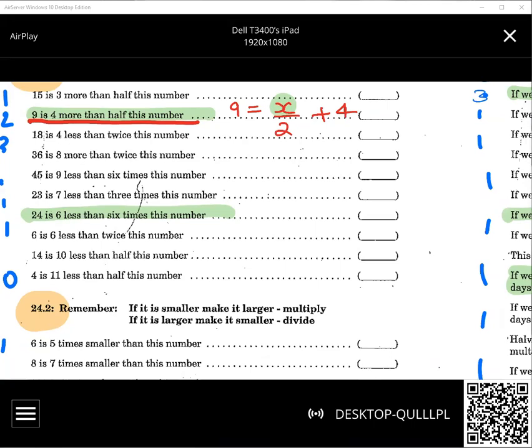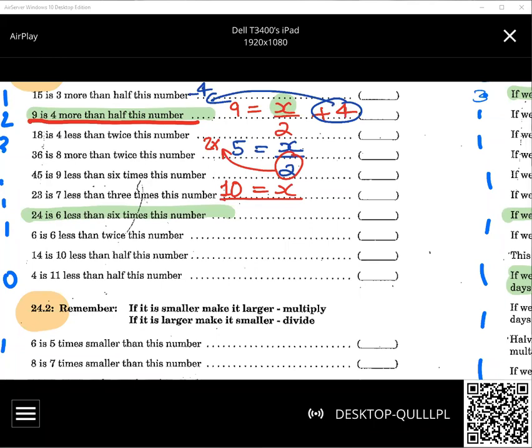So you start with the x, you identify the actions. It's been divided by 2 is the first action. Then it's been added by 4 is the second action. So which one shall I move first? The second action. Opposite of add 4 is subtract 4. So 9 take away 4 is 5. And then the opposite of divided by 2 is times by 2. So the answer is 10. 10 equals x. Done.